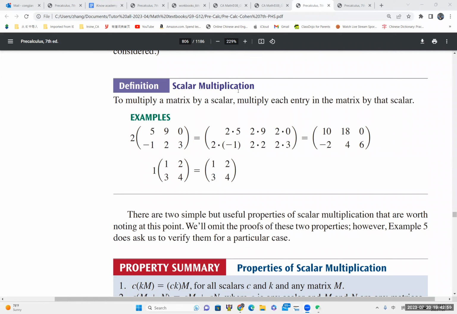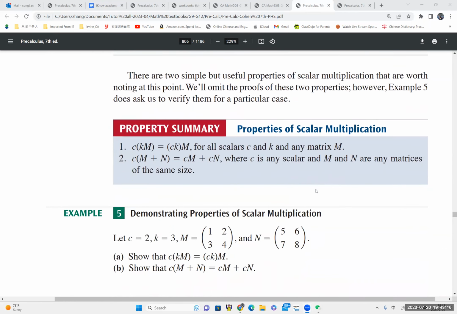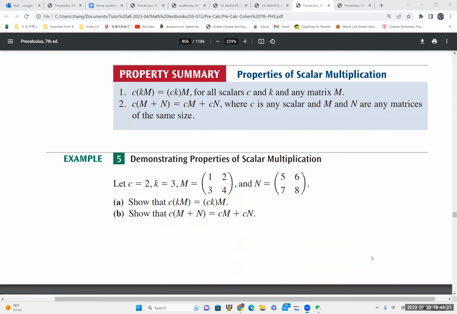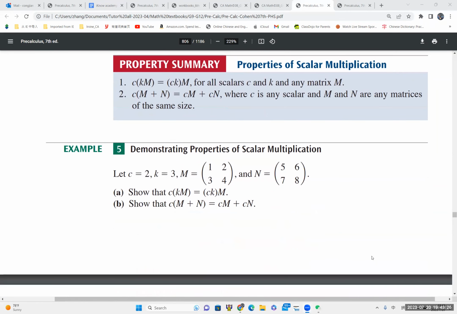Scalar multiplication. If a matrix multiplies a scalar, which just means multiply a number, right? Then just use this number to multiply each entry. Then we have this kind of property. It matches with our common sense, right?